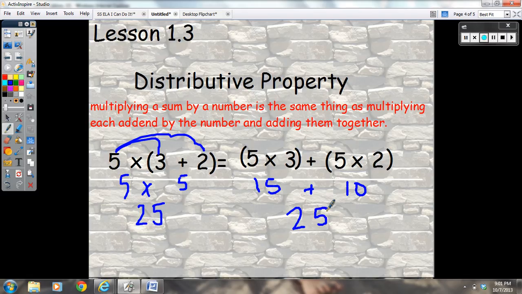I'm going to show you another example because I know the distributive property is one that many kids are confused with compared to the other properties.